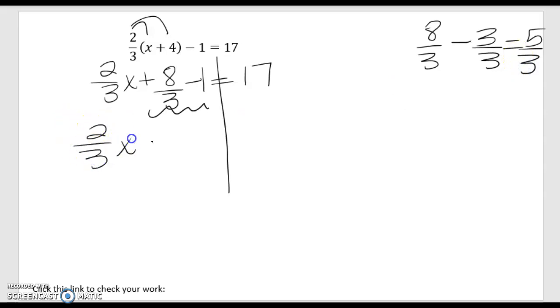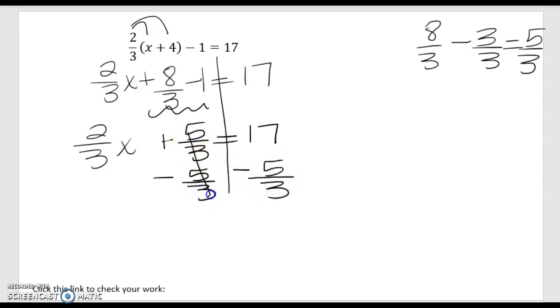So I have 2/3 x plus 5/3 equals 17. When I subtract 5/3 from both sides, we can use the calculator, just making sure that you put parentheses around the 5/3. But in case you don't have a calculator yet, 17 is the same thing as 51/3. So I'm going to do that minus a 5.